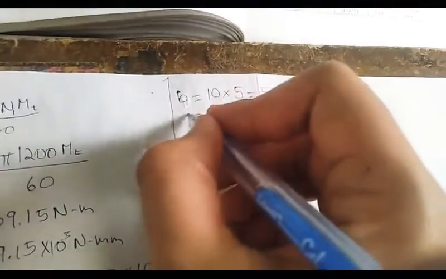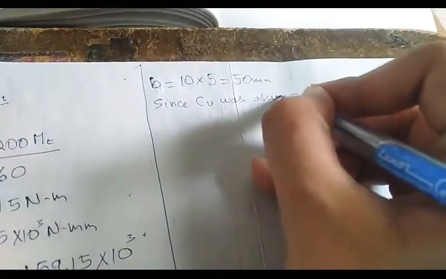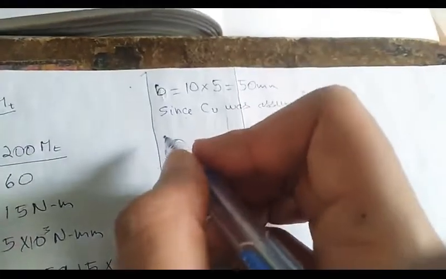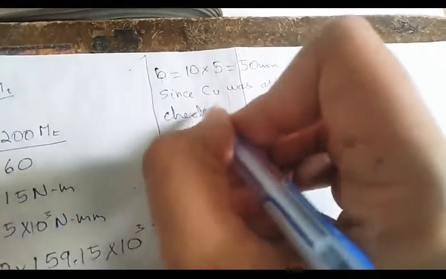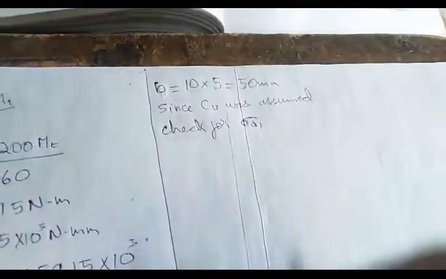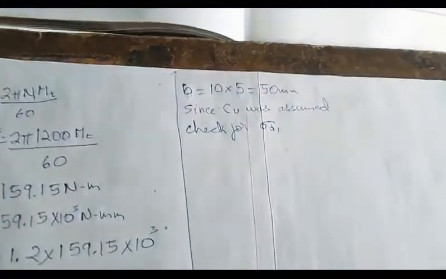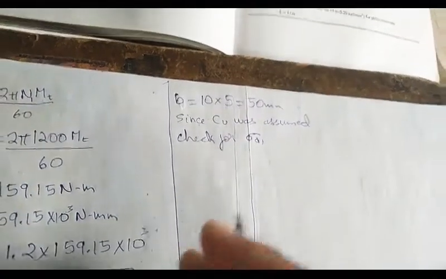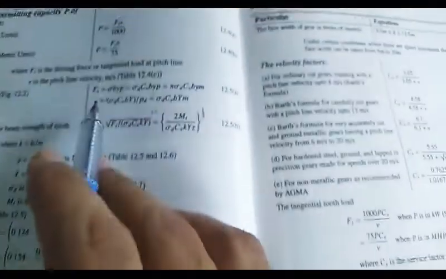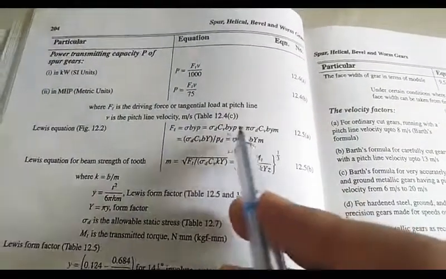Now since we had assumed CV, we have to check for FT. We have to check for sigma d1. In previous problem also we had checked for sigma d1, whether we will get below sigma d or above sigma d. So in this problem also similarly we shall check. Before checking, we will consider the formula FT. FT is equal to pi sigma d CV by m. So this formula we have to take.